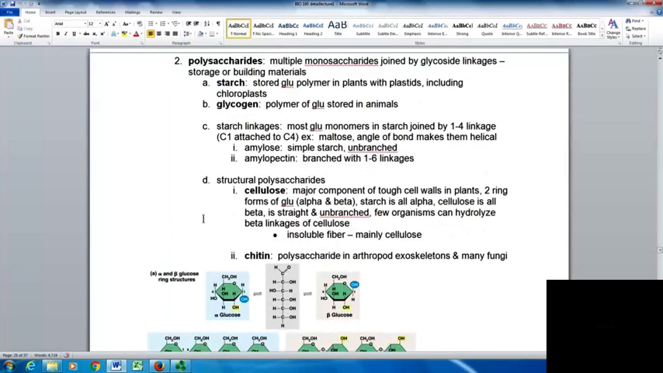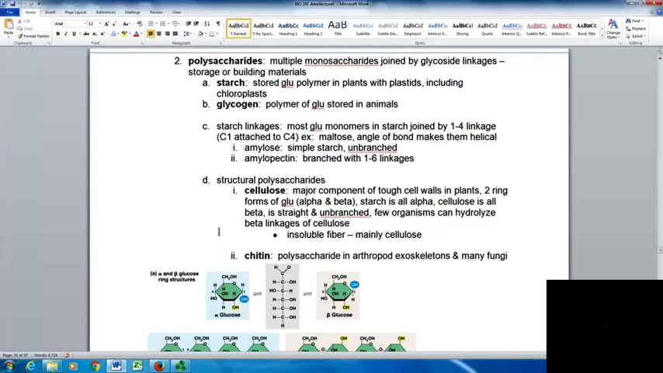Then we have the structural polysaccharides. Cellulose is one of the most common ones. It's a major component of tough cell walls in plants. It's going to have 2 ring forms of glucose that you'll see in there, alpha and beta. Starch is all alpha, cellulose is all in the beta format. It's going to be straight and unbranched. However, the bonds that are in cellulose are going to be beta linkages.